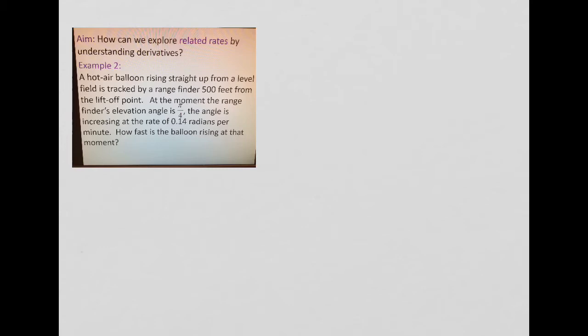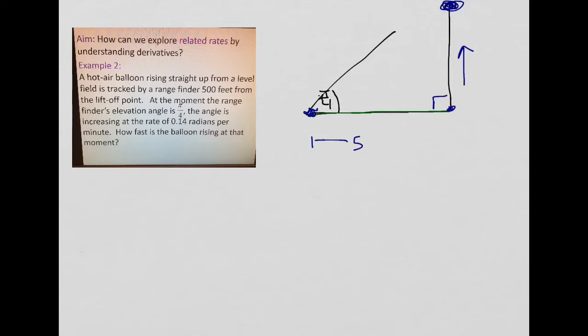So since we're dealing with an angle, I'm going to try to draw this diagram where the angle, pi/4, is drawn from a positive x-axis, because that's naturally what we use in mathematics. So let me fill in some other blanks here. Starting from the beginning, we have a hot air balloon, and it's rising straight up from a level field. Make a nice green grass there. So that means that it meets at a right angle. And let's say that's the balloon. Since it's going up, I'm just going to put that arrow there to remind me of that. So now it says there's a rangefinder, and it's 500 feet from the lift-off point, this being the lift-off point.